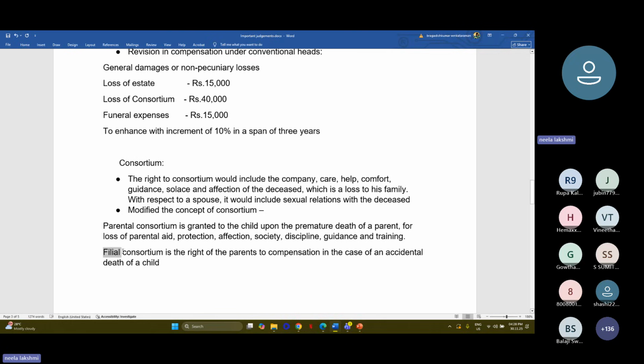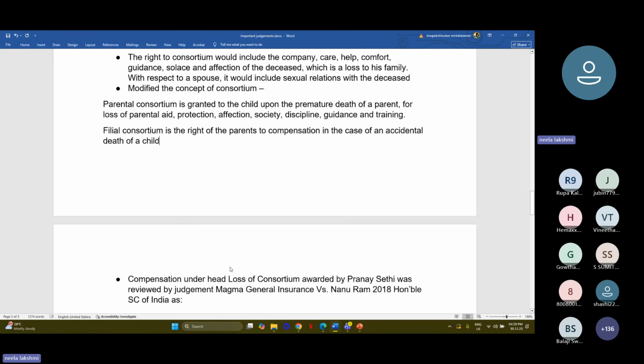That is filial consortium. Filial consortium is the right of the parents to compensation in case of an accidental death of a child. If the child dies in an accident, their parents are eligible for filial consortium. Earlier, only spousal consortium was there. Now, parental consortium and filial consortium are also extended.